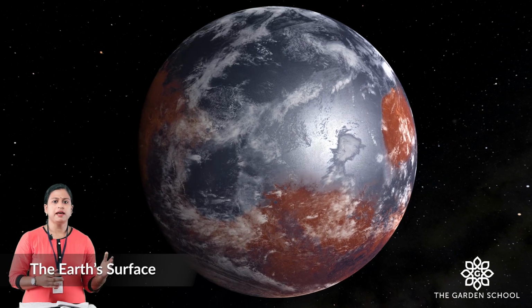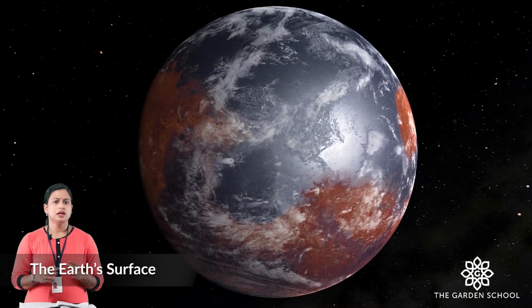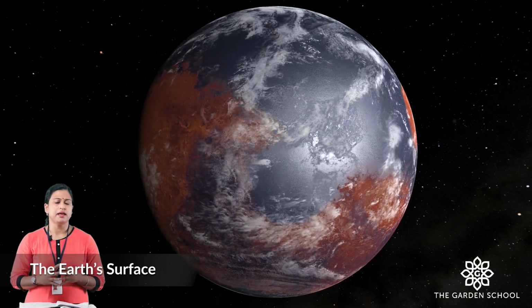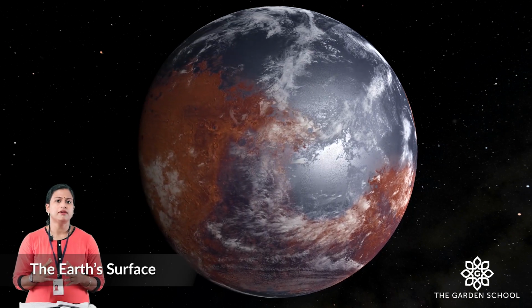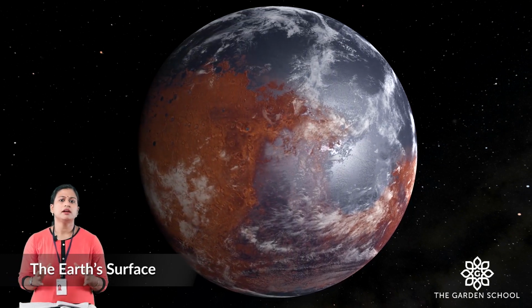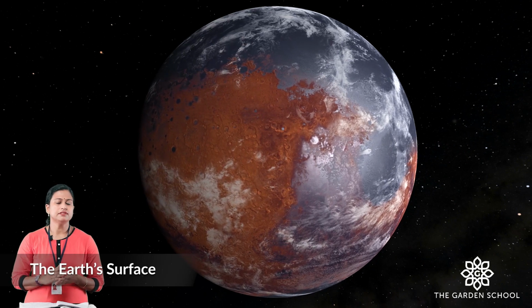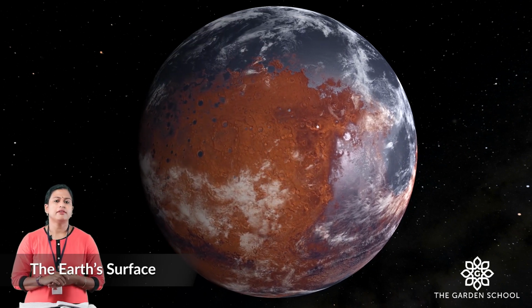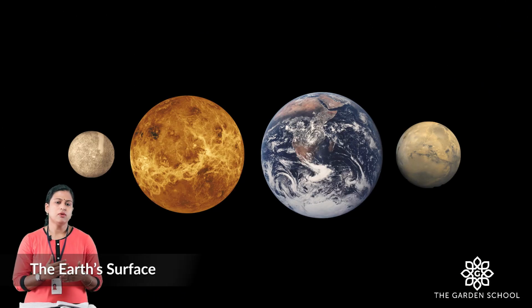It is the fourth planet near to the sun. It is the second smallest planet. It is also called red planet because of the reddish appearance. The surface of the Mars is made up of red rocks. These 4 planets, that is Mercury, Venus, Earth and Mars, are called terrestrial planets.